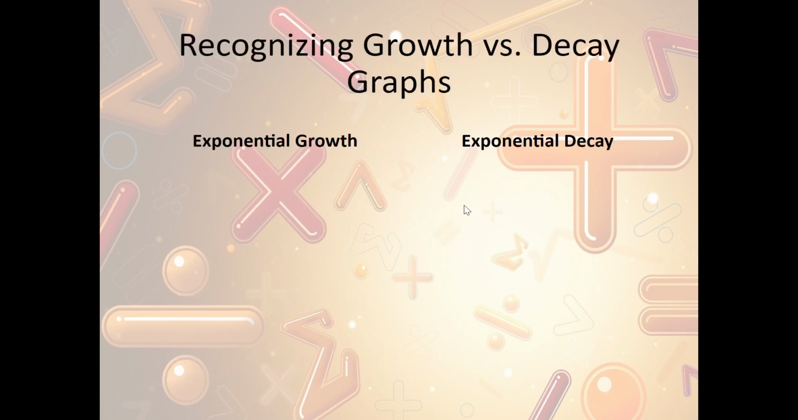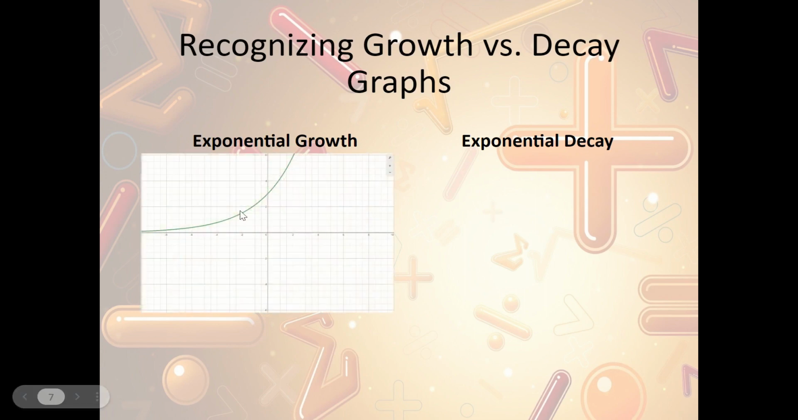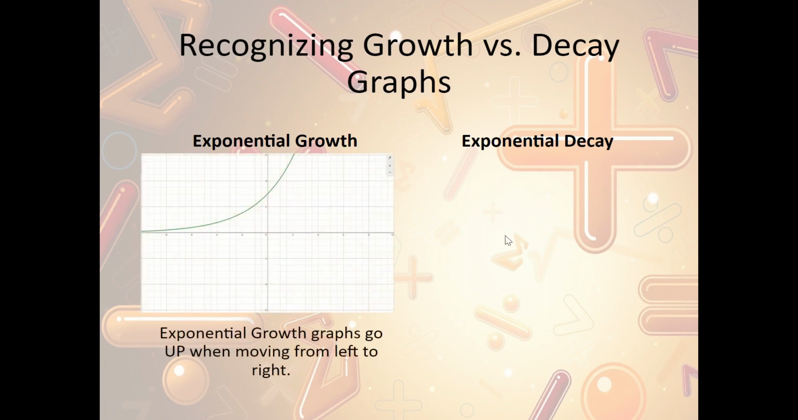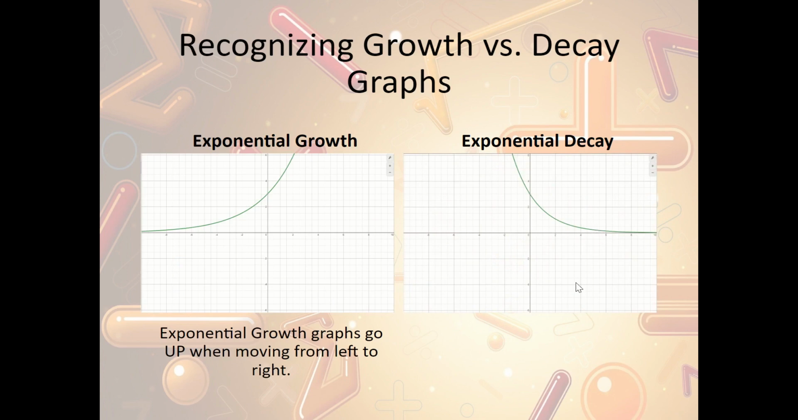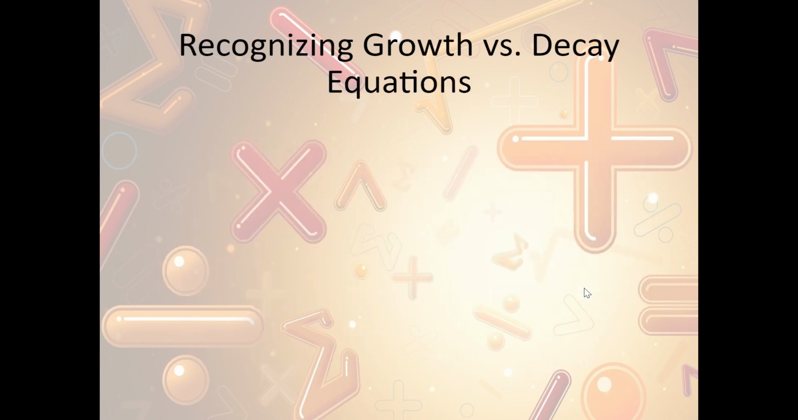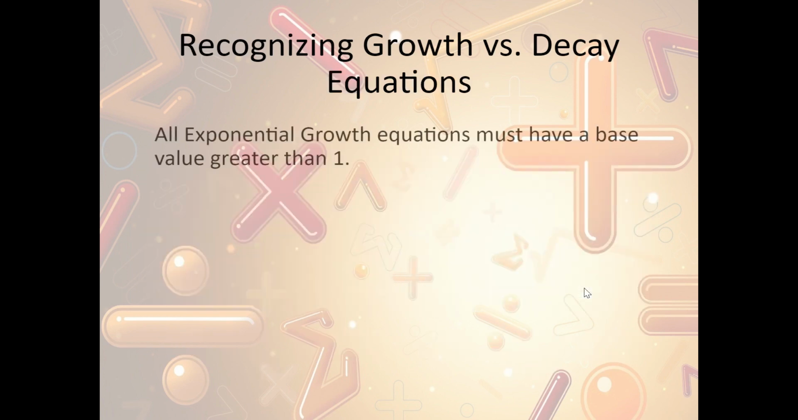Now, how can we recognize growth versus decay in graphs? Well, growth is always going to go up. Decay will always go down. So, exponential growth goes up. Exponential decay goes down.